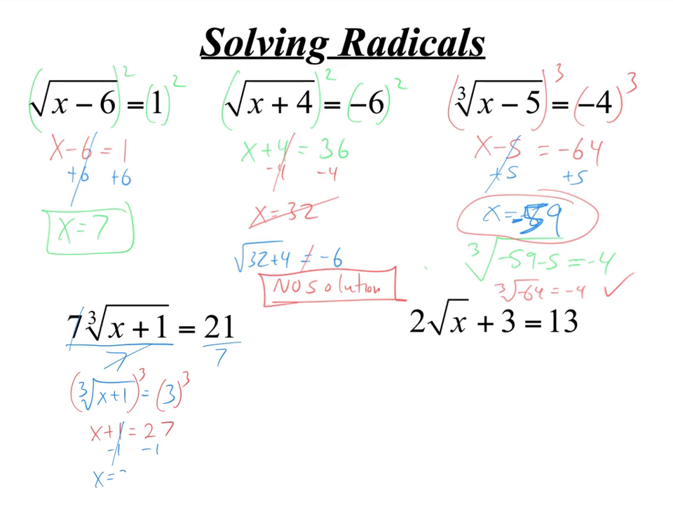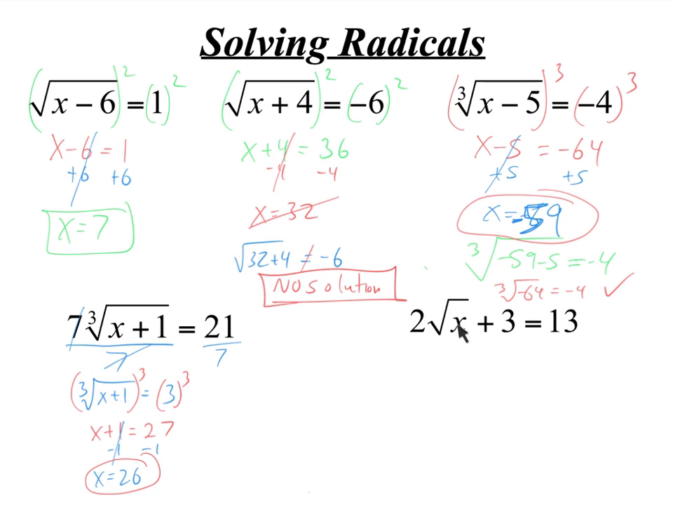So I have x equals 26. Now, if I plug 26 right here, plug 26 right there, 26 plus 1 is 27. The cube root of 27 is 3. 7 times 3 is 21. My check is good. Do I have to write the check? No, I could do it just by looking at it. The check does not have to be written.